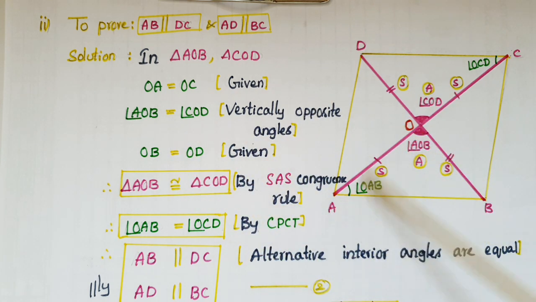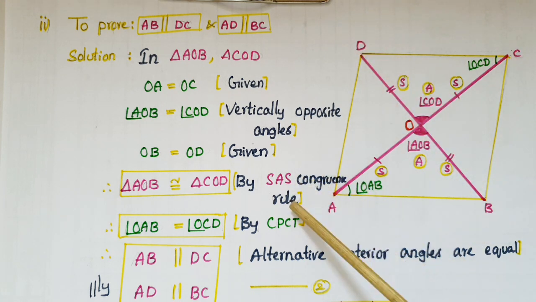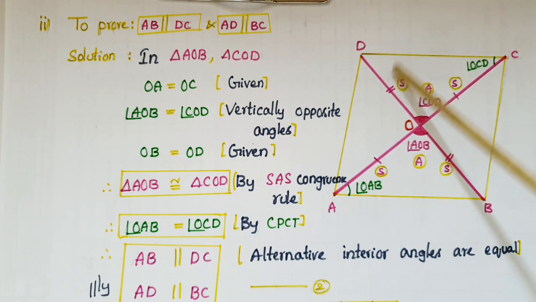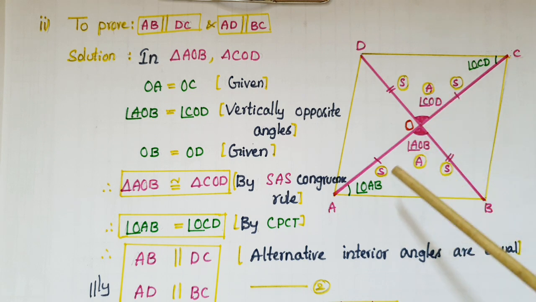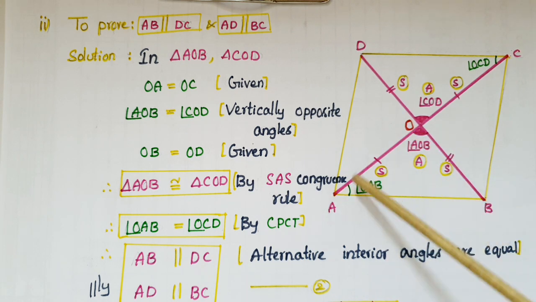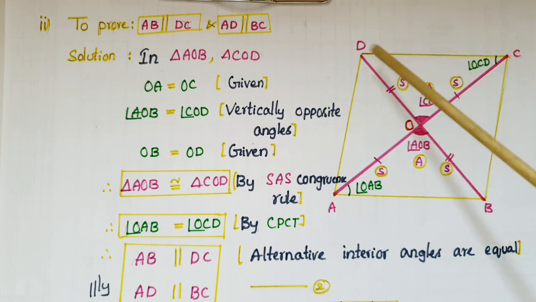So triangle AOB is congruent to triangle COD by the SAS congruence rule. The side, angle, side of this triangle are equal to the corresponding side, angle, side of this triangle. Once these two triangles are congruent, we can equate the corresponding parts of these two triangles. So take angle OAB. This angle is equal to angle OCD by CPCT.